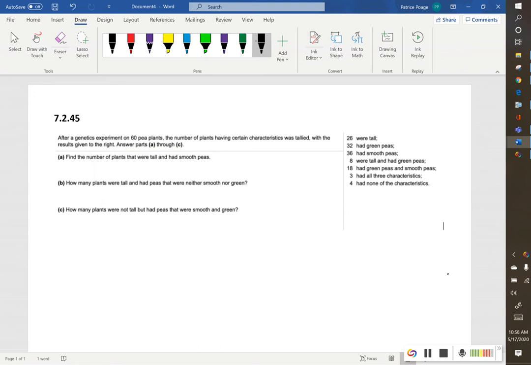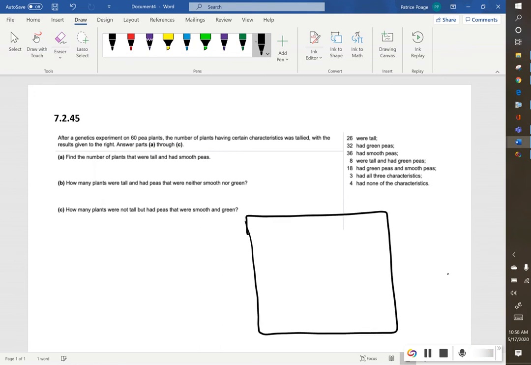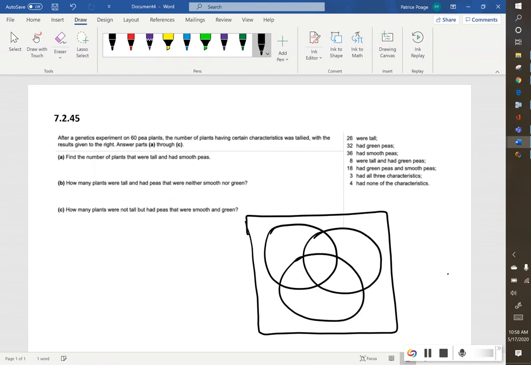So I'm going to make a Venn diagram with 3 circles. And I'm going to label this one tall, and green, and smooth. Alright. And it says there are an experiment of 60 plants. So there's 8 different compartments in here. If I add up all 8 of them, that's going to add up to 60. It says 26 were tall. That means this entire circle for the tall ones is going to add up to 26.